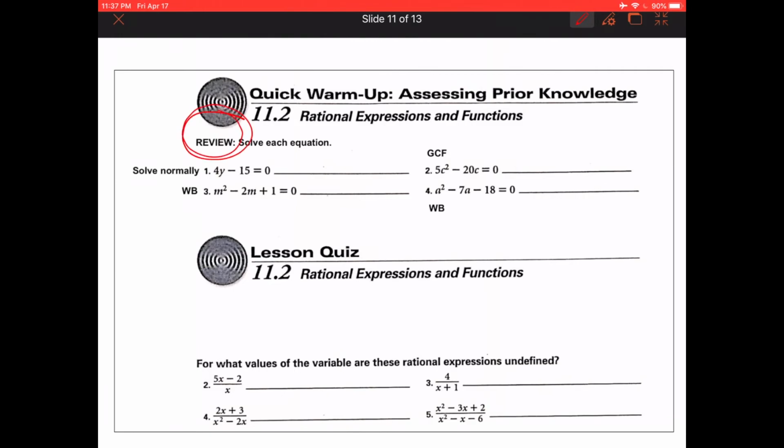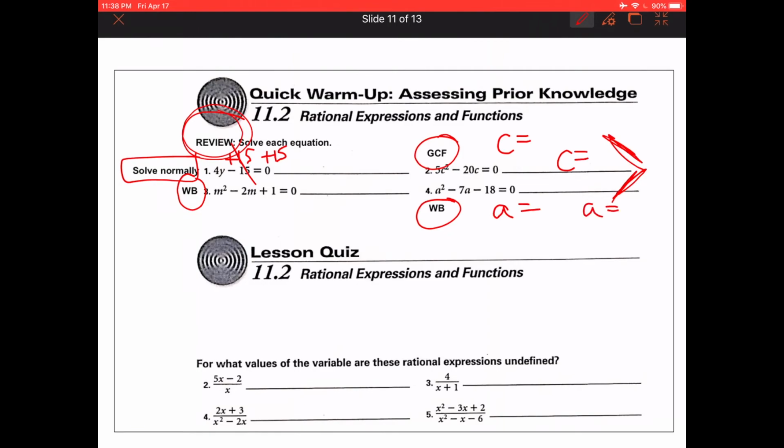You will have a little bit of review here at the beginning, because this is so important for you to know. Notice you'll have to use a little GCF to solve, a little working backwards. Number 1 is just solving normally. Don't overthink it. Just add 15 to both sides and then divide by 4. So for number 2, you'll have 2 answers. You'll tell me C equals. For 4, you'll have 2 answers, A equals. For number 3, you'll have 2 answers, M equals. But for number 1, you'll just have 1 answer, just y equals.